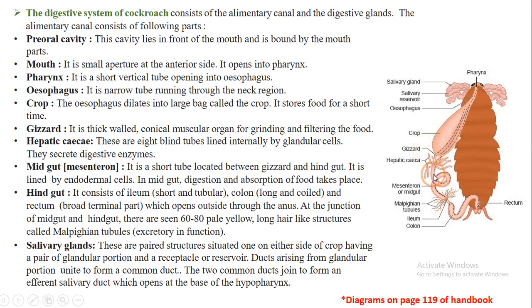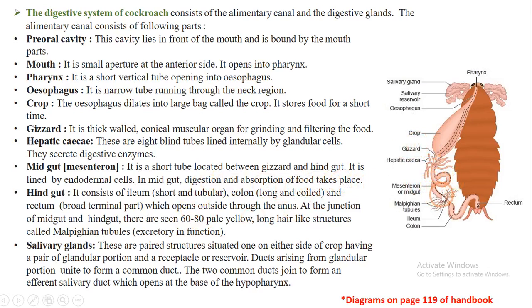Then comes the midgut, or which is also called the mesenteron. So it is a short tube which is located between the gizzard and the hindgut. Okay, so this is the gizzard and this is the hindgut. In between there is this midgut that is present, which is also called the mesenteron. So in this midgut, the digestion and the absorption of the food takes place.